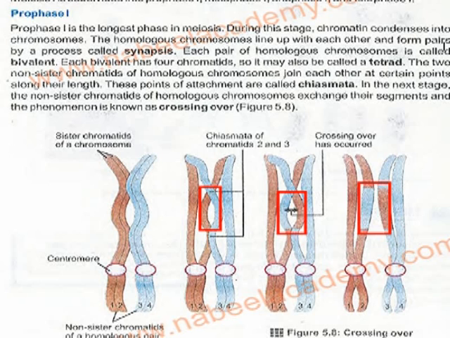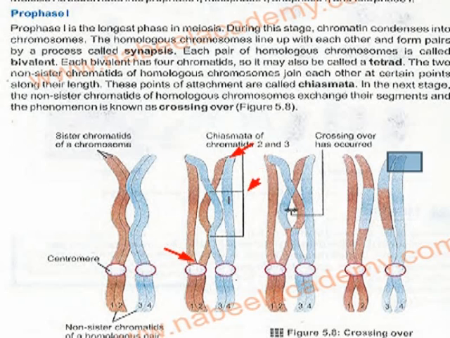The point of attachment where they attach to each other is known as chiasmata. Where is chiasmata? Is it here? No. Is it here? No. Where is the chiasmata? In our case, is it here? No. Is it here? No. This is the point of chiasmata.